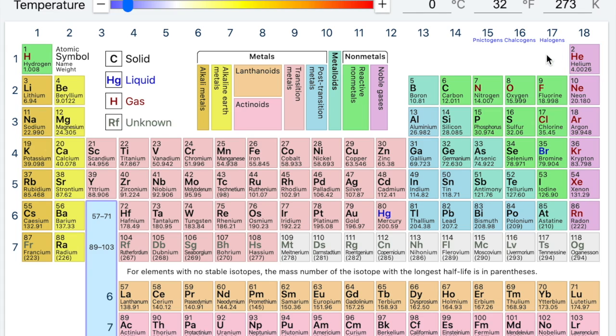So we actually have smaller radiuses over on this side compared to this side. So because there's only 3 protons here, it can't hold the electrons in as closely, so its radius is going to be larger.